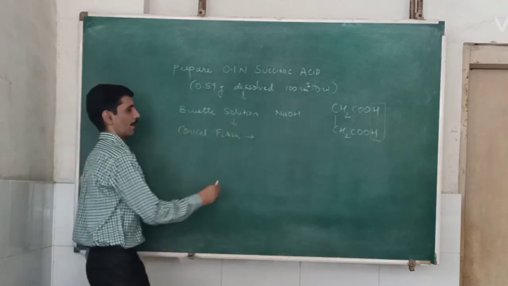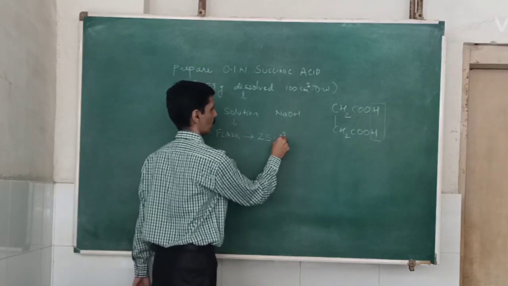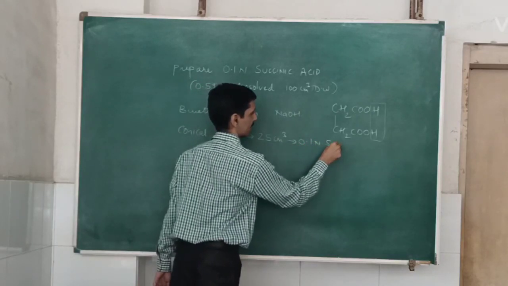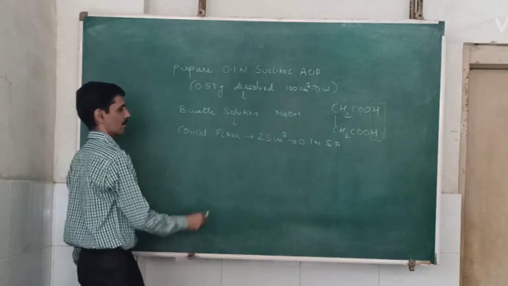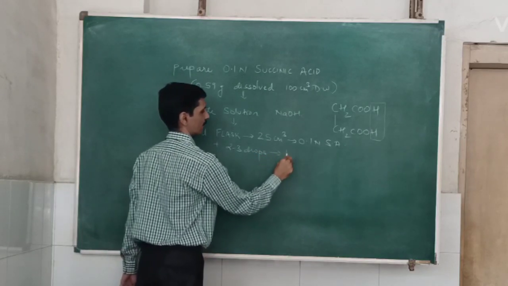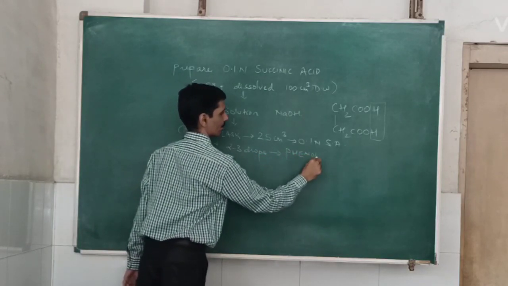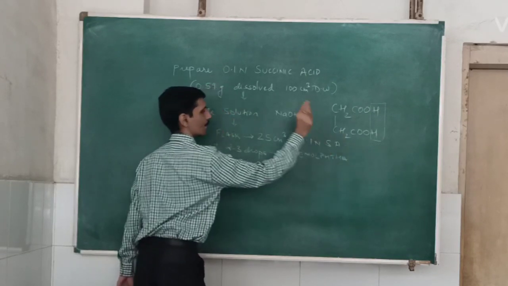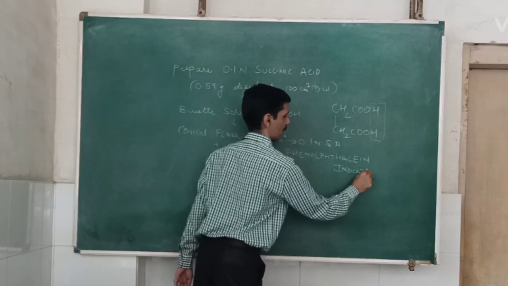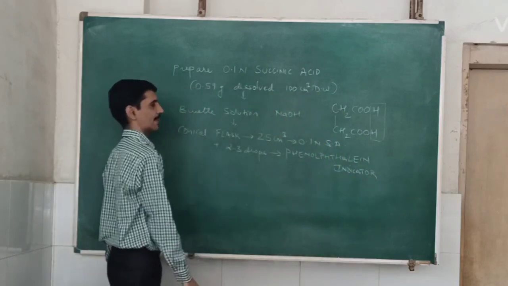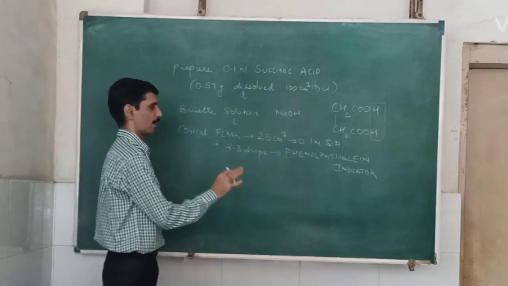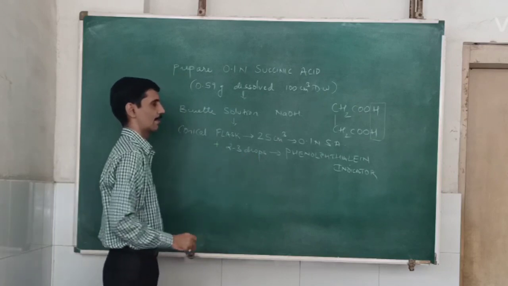Next, in the titration flask, we are going to take 25 cm of 0.1 normal succinic acid. To this, you add 2 to 3 drops of phenolphthalein indicator. Remember, indicators are generally pH sensitive. Phenolphthalein indicator in an acidic medium does not show any color change. Phenolphthalein itself is colorless, so obviously the solution will remain colorless.